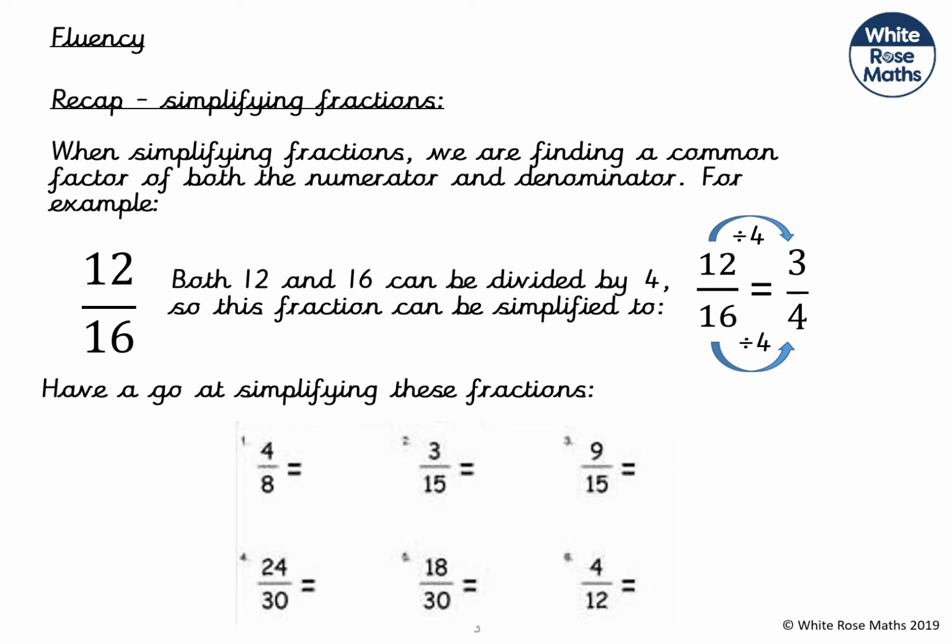So simplifying fractions then, and again it's something that you've done before, it's just a recap. So we're finding a common factor of both the numerator and the denominator. So for example, for 12/16 they can both be divided by 4. So you're finding a number that can go equally into both of them. So 12 divided by 4 is 3, 16 divided by 4 is 4. So 12/16 can be simplified down to 3/4. That means that they are equivalent fractions. Have a go at simplifying the bottom ones and then press play.